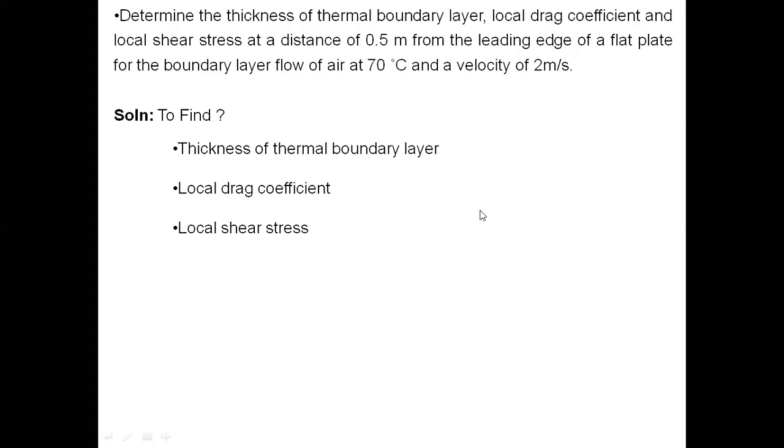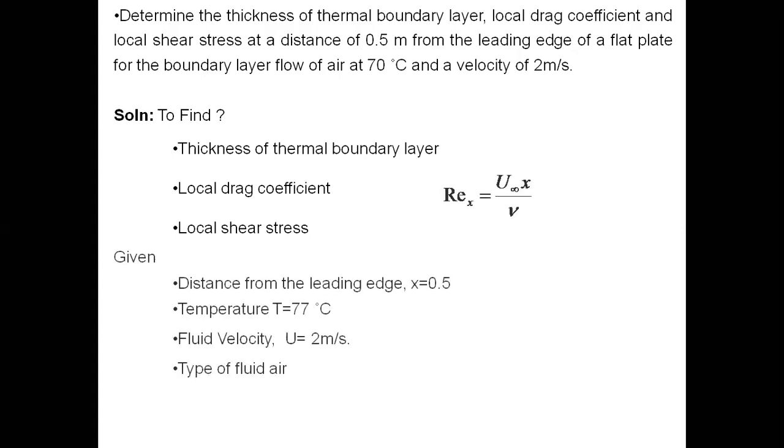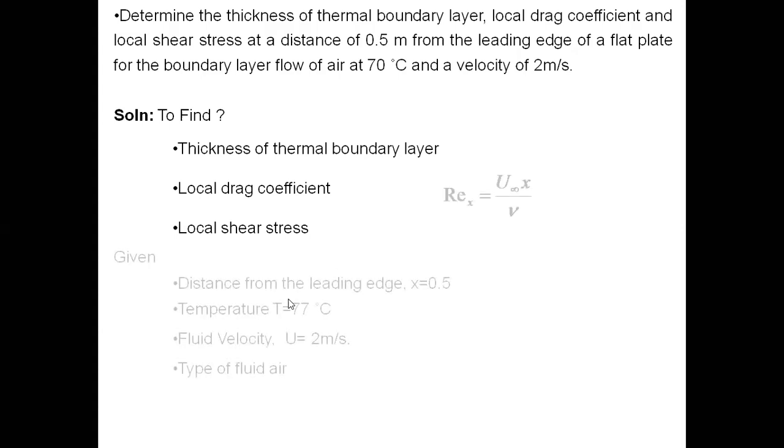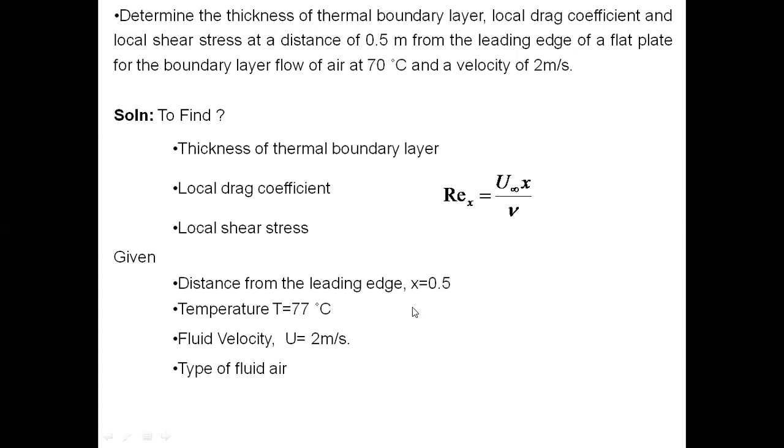So to determine these quantities, what is given? Let's check. The distance from the leading edge, x, is given, which is equal to 0.5. Temperature of the fluid is 70. Here, since the plate temperature is not mentioned, we can take the plate and the fluid to be at the same temperature. So then no need to find out the film temperature. The film temperature will be the fluid temperature only. The fluid velocity is given, which is equal to 2 meters per second. Type of fluid is air. Since air is given, we can find out the fluid properties from the data handbook.